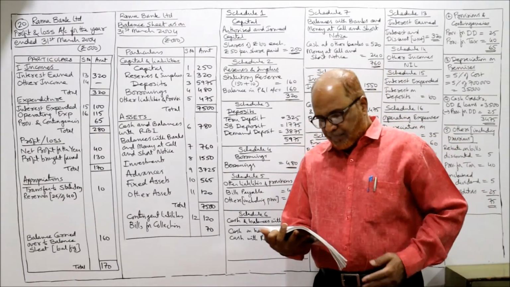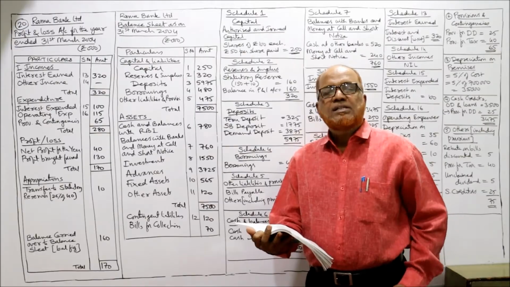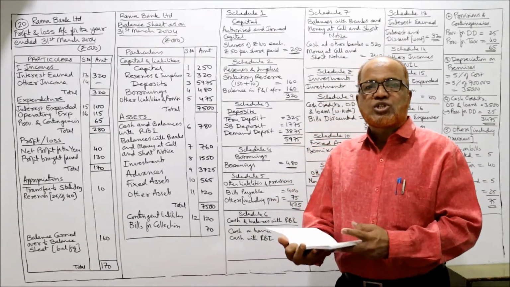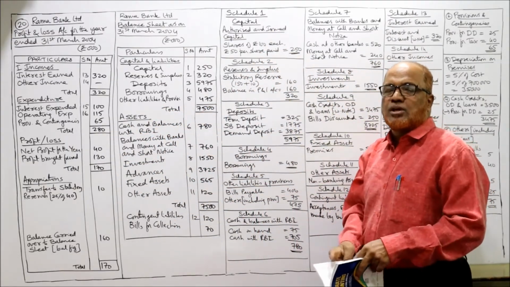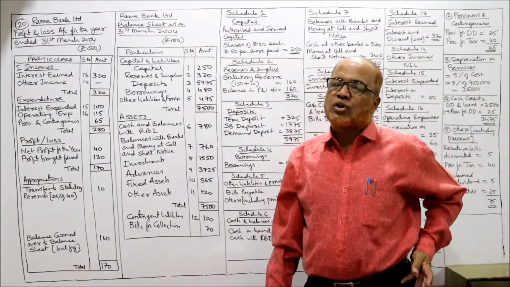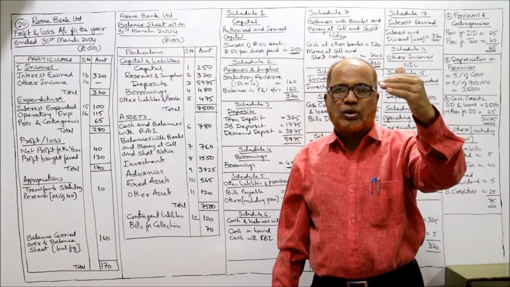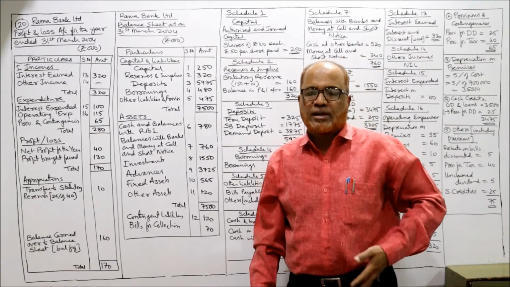Now see the problem. Term deposit, SB deposit and demand deposit. These three will be taken under schedule number 3. So what is your job? First you have to make a blank P&L account, a blank balance sheet and blank schedules. You can make 4 schedules on each page: schedules 1, 2, 3, 4 on one page. Like this you make all the 16 schedules.